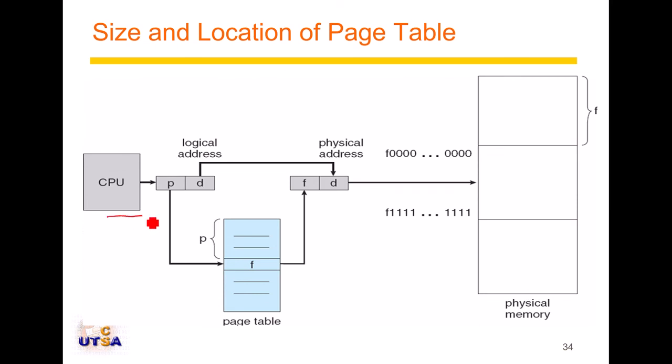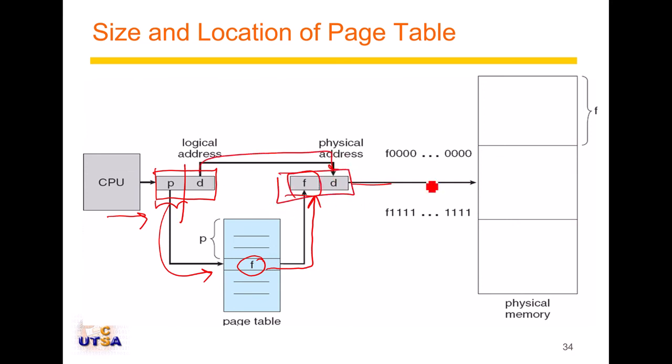CPU generates a logical address. Depending on the system parameters, we will divide that into two parts, D bits and P bits, and using these P bits as the page number, we will access the table. From the table, we will get F bits as the frame number, and then copy these D bits as is, and together we will create a physical address and access that physical address in the memory.